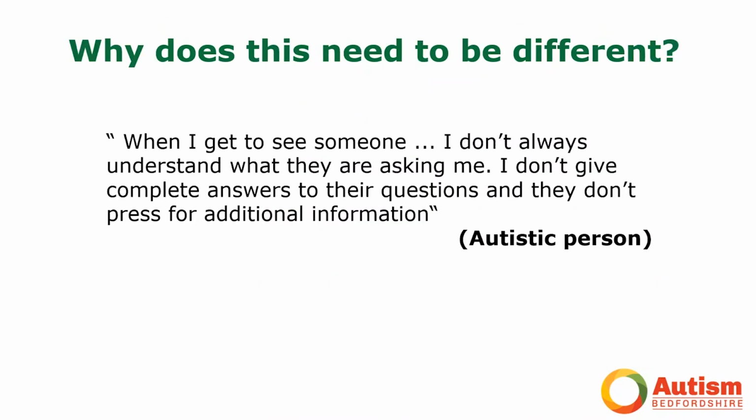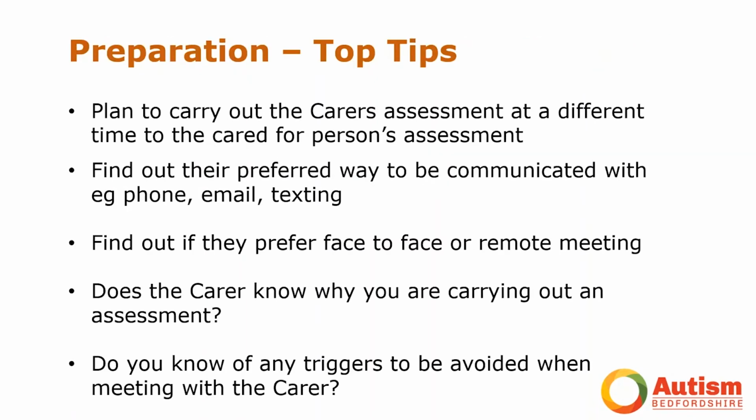Why does it need to be different? Why do you need to do things differently for somebody who is autistic? This is something that we got back from an autistic person: "When I get to see someone, I don't always understand what they're asking me. I don't give complete answers to their questions, and they do not press for additional information." So it is different when you are working with somebody who is autistic, and you need to be more specific in what you are doing.